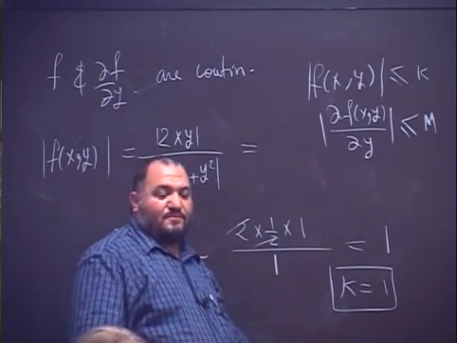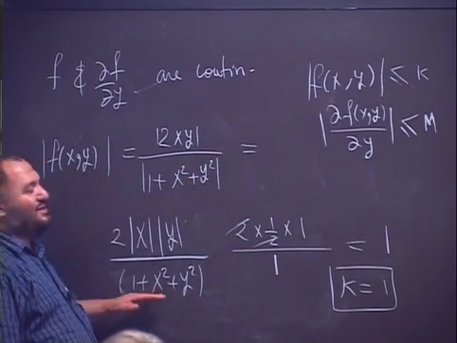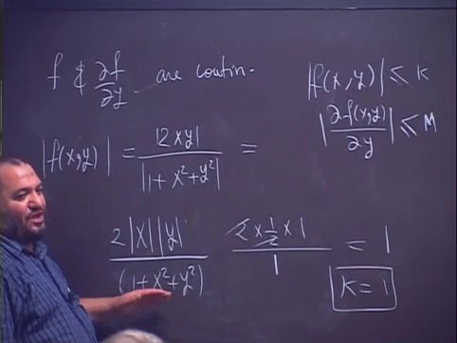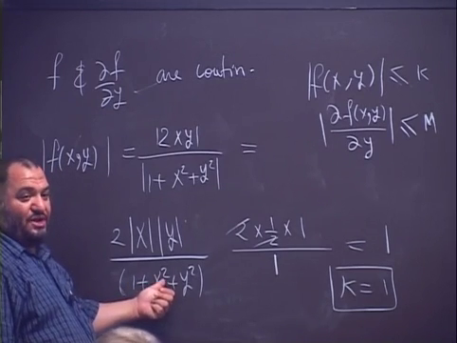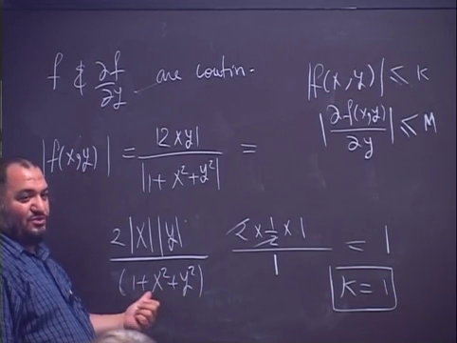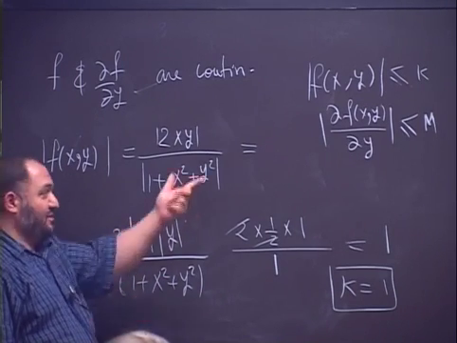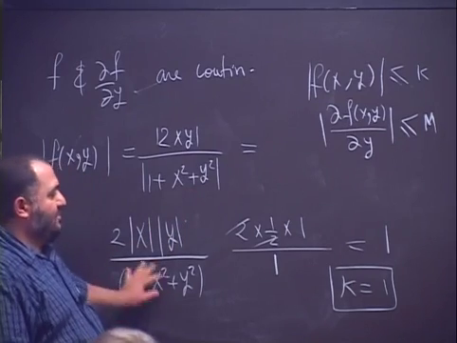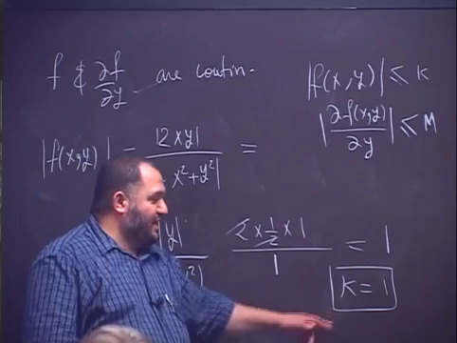Yes? What if there's no square on the denominator? This is an easy example. You have to see if there is no square here, maybe we will not have a solution because it's no longer continuous in the region R. So I'm just looking for a function like this continuous, and we look for k equal to 1.